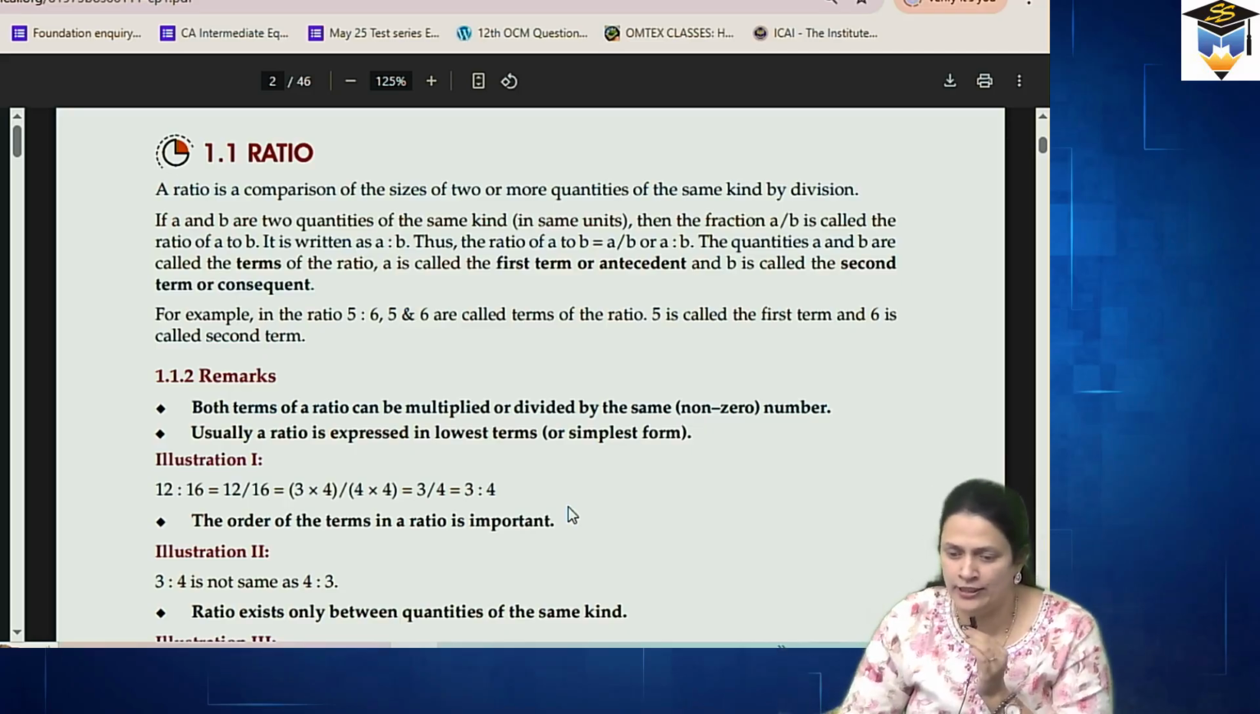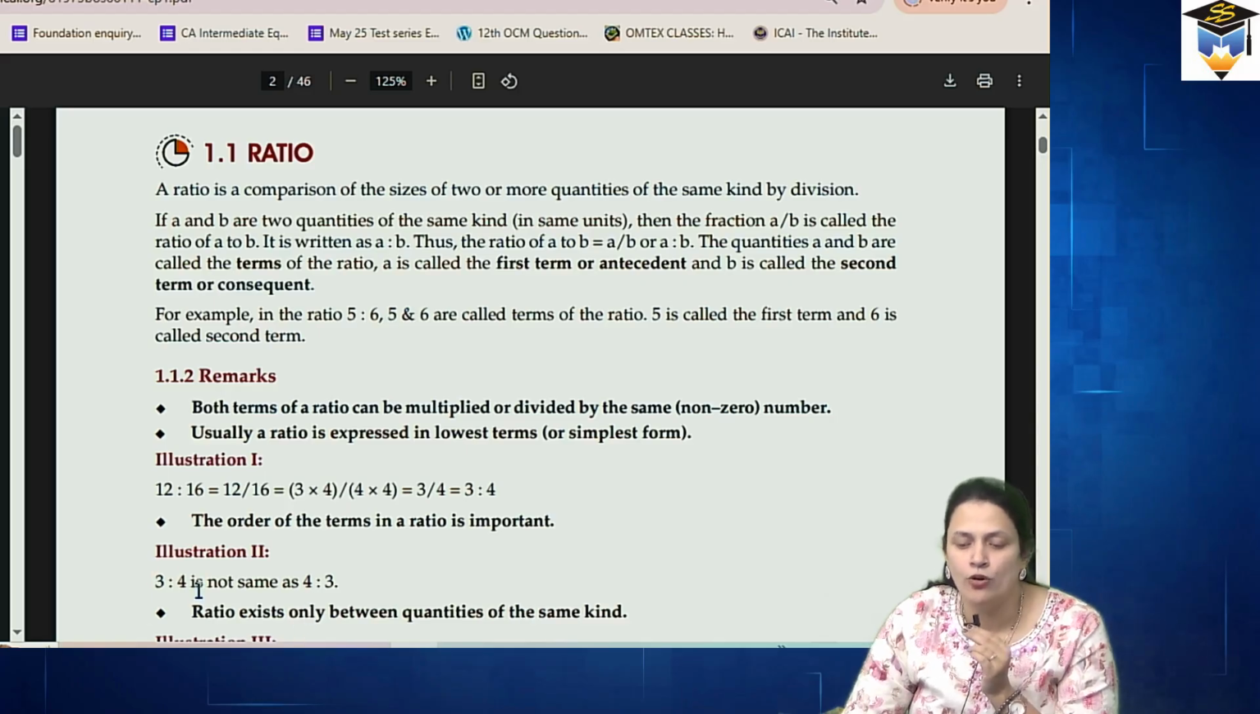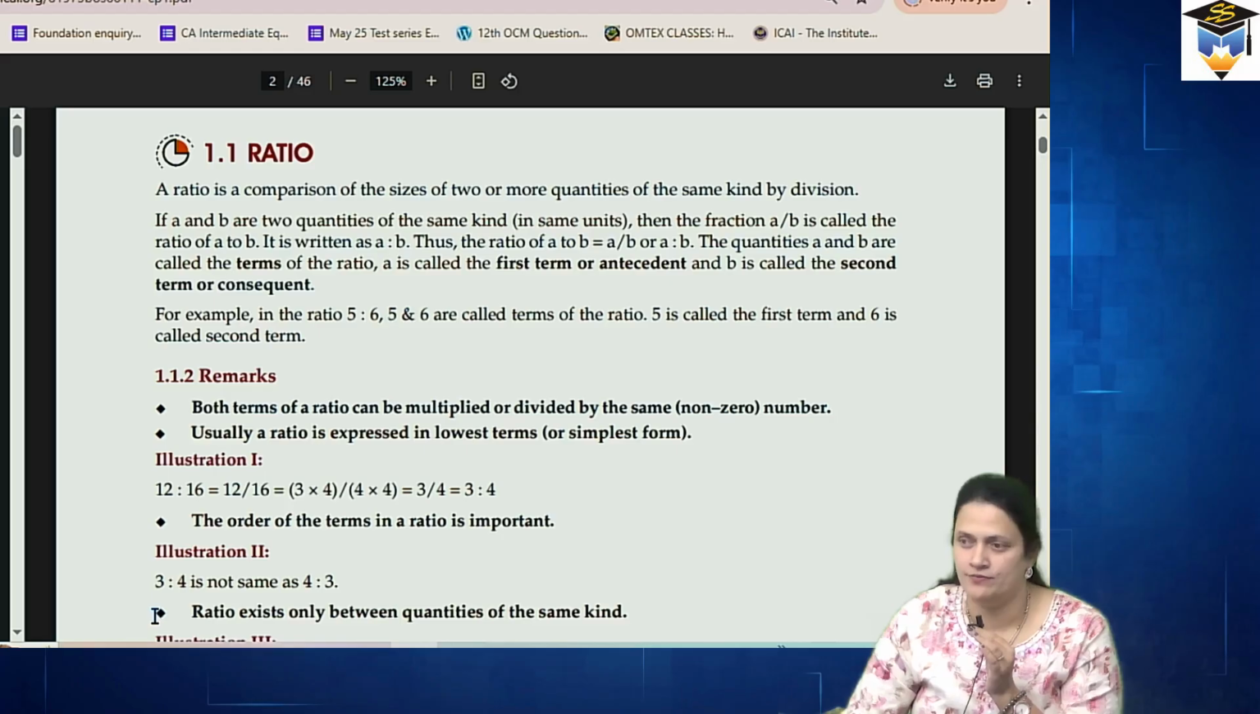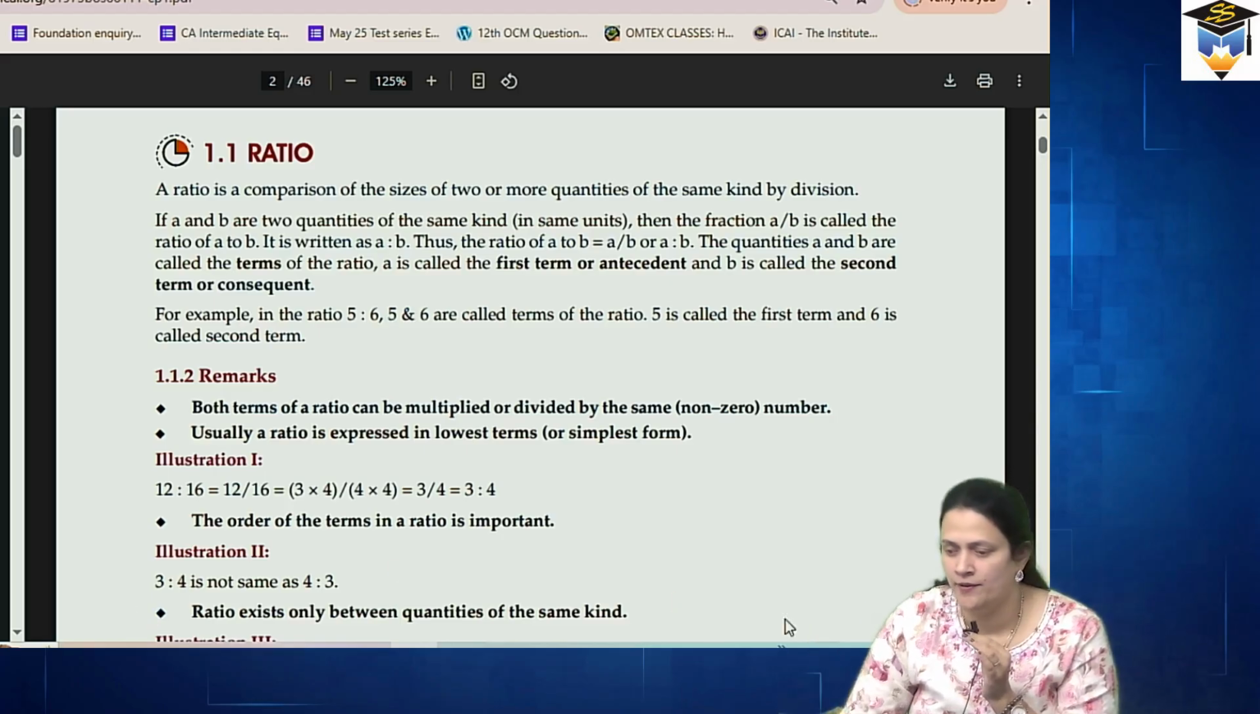Okay, and write it down clearly. So here they have given an example: 3:4 is not the same as 4:3. Okay, in 3:4, tell me which is the consequent. 4 is the consequent, and which is the antecedent? 3, the numerator part.